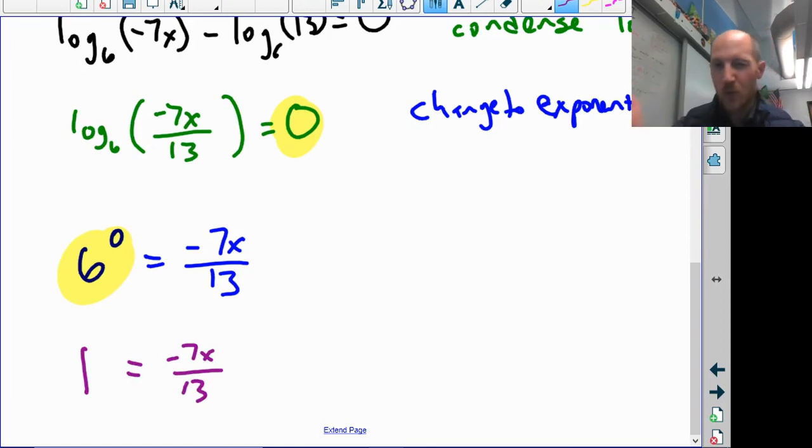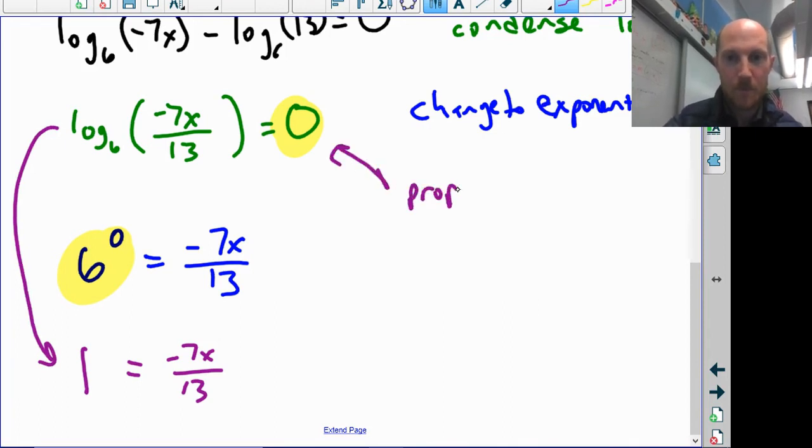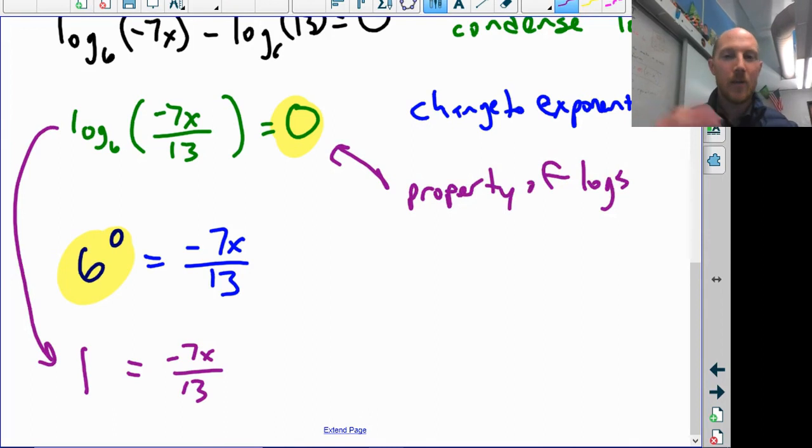If we'd really been paying attention, we could have noticed that in the green step there, when log base 6 of negative 7x over 13 equals 0, we got the 1 right there. And so we could, at that point, skip the blue step and just say, look, that output, negative 7x over 13, equals 1. We could have skipped the blue step and gone straight to the purple if we recognized that as a property of logs. Any log which equals 0 has an answer of 1, right? So just take the output and make it equal to 1.